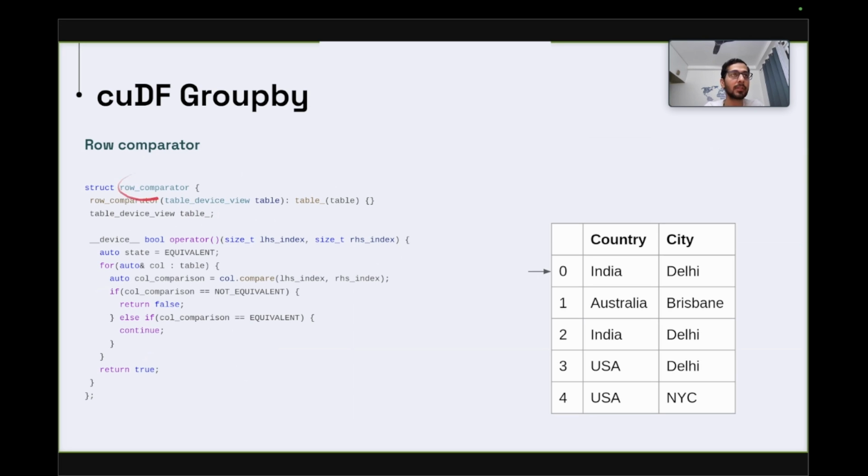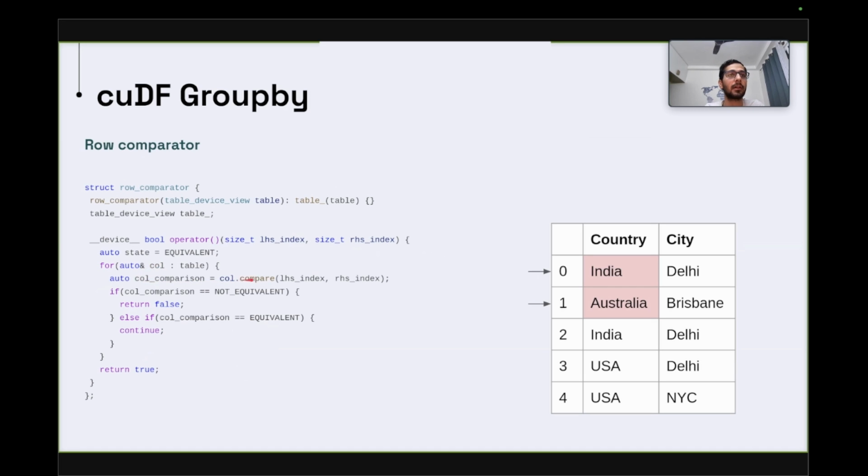So once you have that struct, you make a call operator on it, and that's a device function. This function is going to be called by the hash map. So when you're trying to insert into the hash map, you don't insert the keys themselves. You make the hash map with this comparator object, and then you try to insert indices from this table. In this case, let's say we're trying to see whether the row at index 0 is the same as the row at index 1. So first it's going to take the first column of the table.